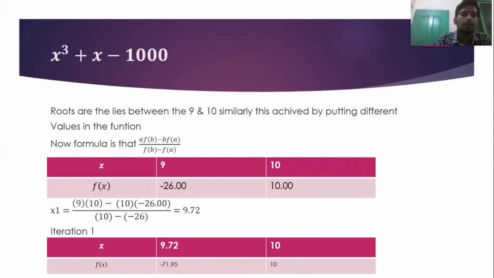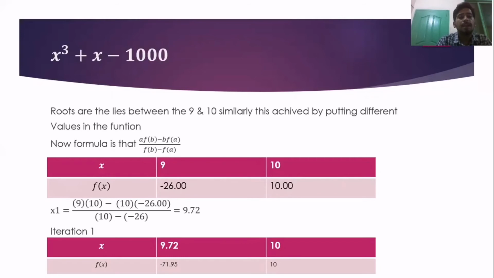Now here is the second question: x cube plus x minus 1000. Similarly, in this question, we find the interval 9 and 10 by putting different integers in the function. After this, we put these values in the final formula, that is our Regula Falsi or false position formula, a f of b minus b f of a over f of b minus f of a. Then similarly, we iterate this question until we achieve two same iterations.